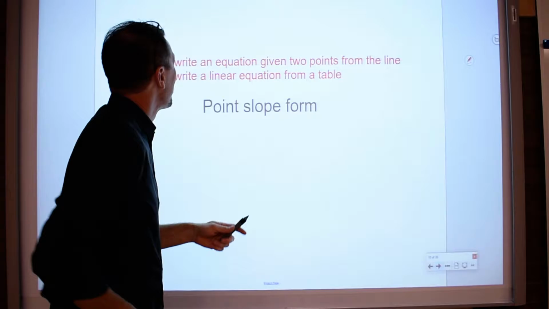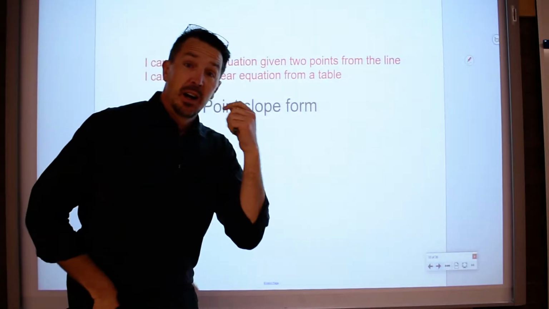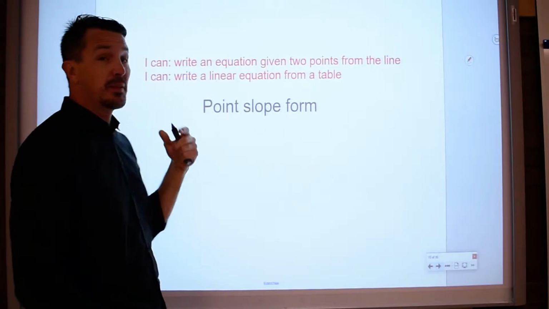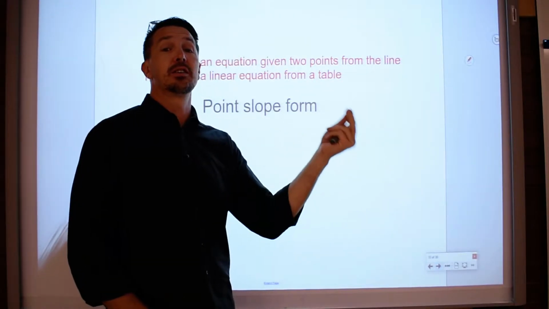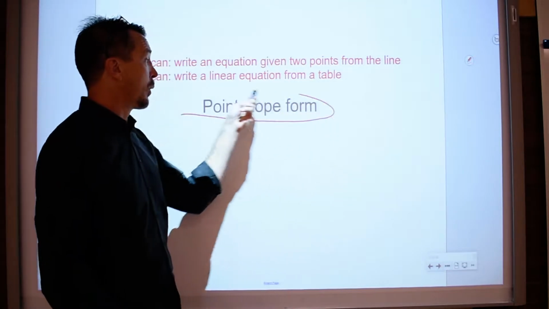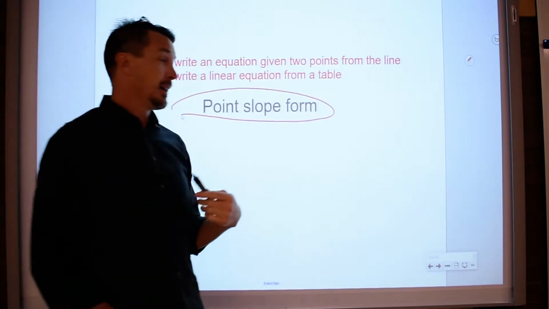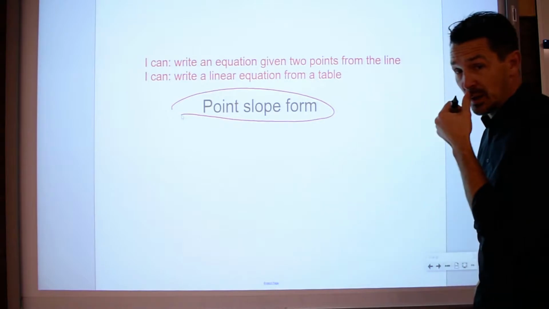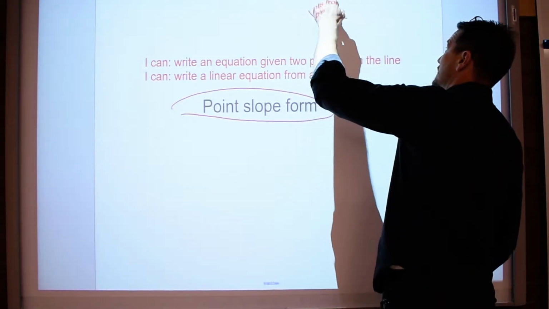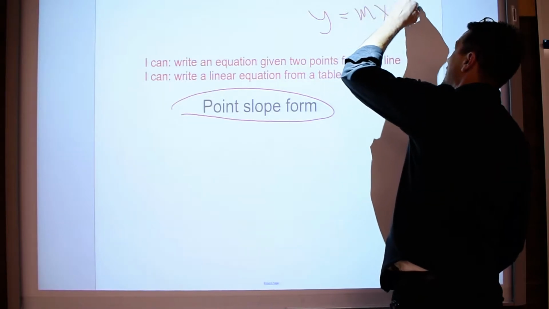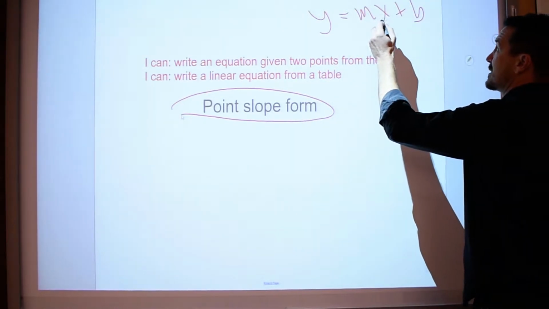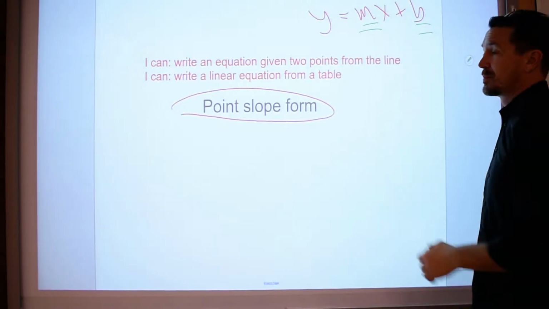So here we go. Now we've graphed a point and a slope, and then we've taken a point and a slope and turned it into slope-intercept form. Now we're going to learn about something called point-slope form. This is a new way to write equations. When we did slope-intercept form, it was y equals mx plus b, and it's called slope-intercept form because you need a slope and a y-intercept, right?